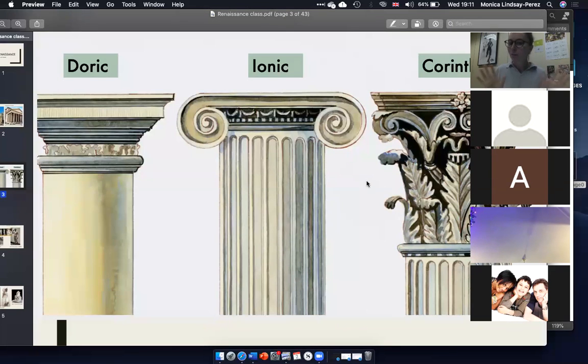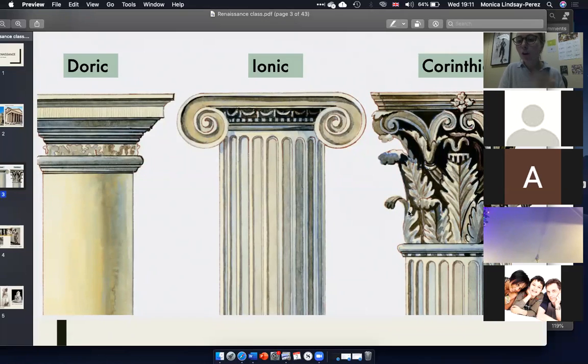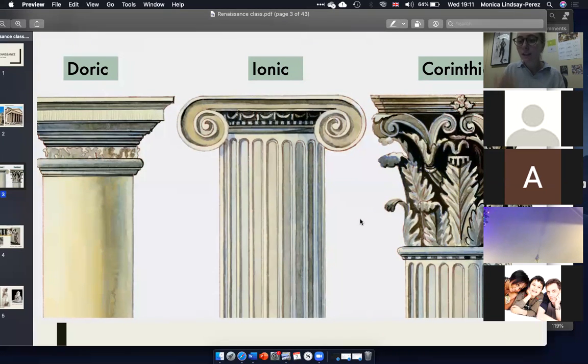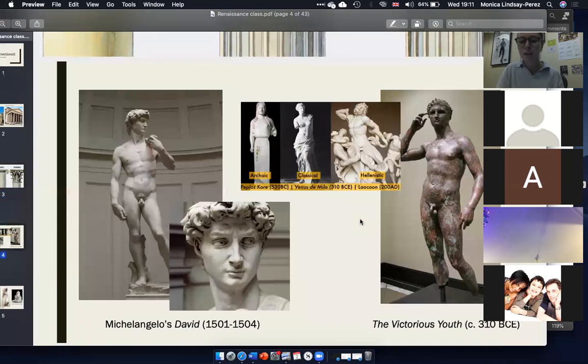This is a reminder of the first class for some of you. The three columns that we looked at and the different symbols and meanings that they have. You can go back to the first class and remember that the Doric was a symbol of strength, which is why it's quite brutal and basic looking. Ionic was more scholarly, and Corinthian was more decorative, which is why it's often seen on triumphal arches. But these were copied exactly by Renaissance artists. And that's the first thing to really note about the Renaissance.